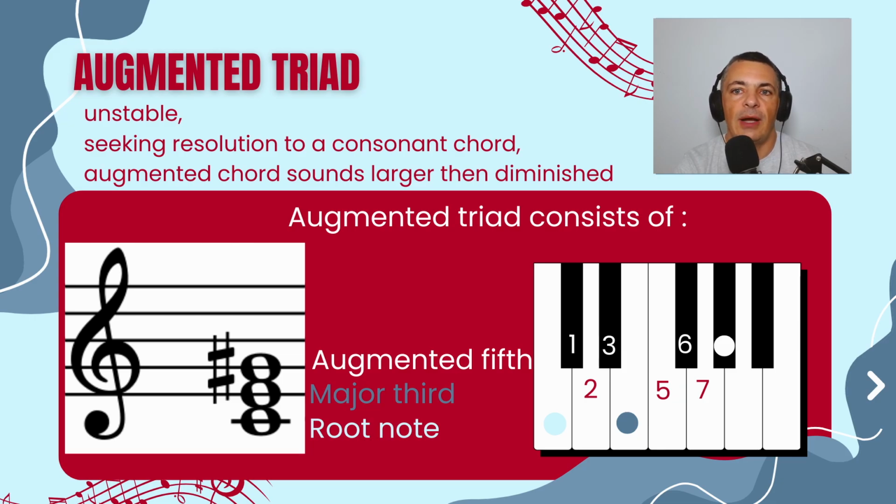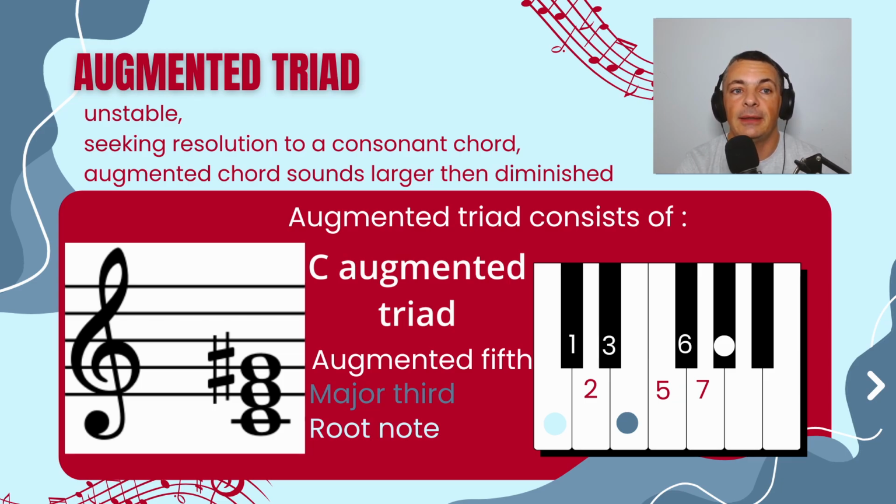There are two ways to find this interval. We can count the half steps from the root, and an augmented fifth is the eighth note from the root. Alternatively, we can find the augmented fifth by raising the perfect fifth by a half step. Either way, we arrive at the same note, which is, in this case, G sharp. So our augmented chord starting from C consists of C, E and G sharp, and its name is the C augmented triad.